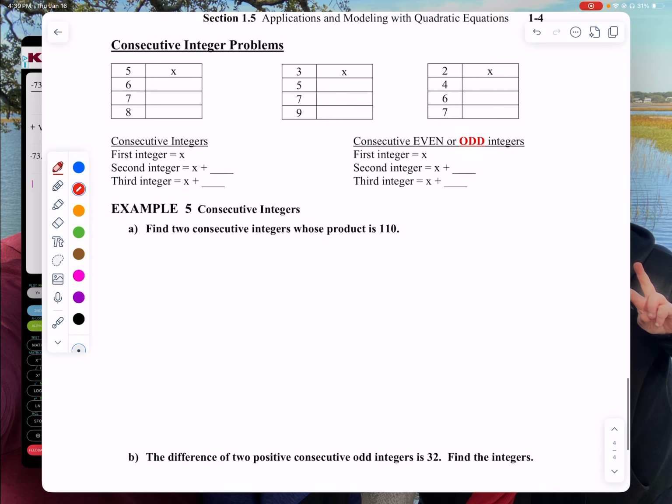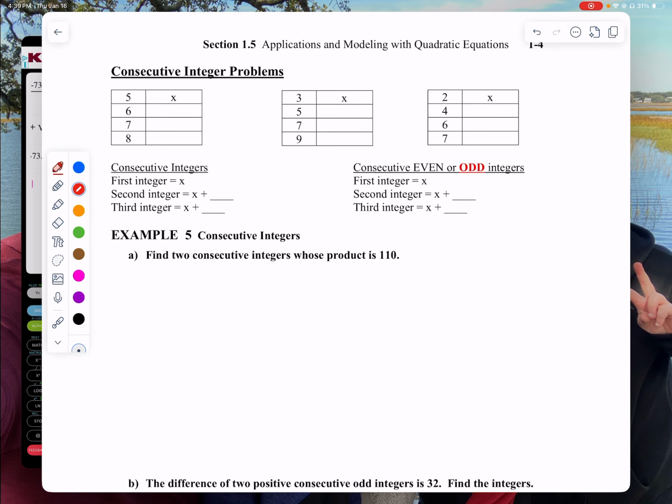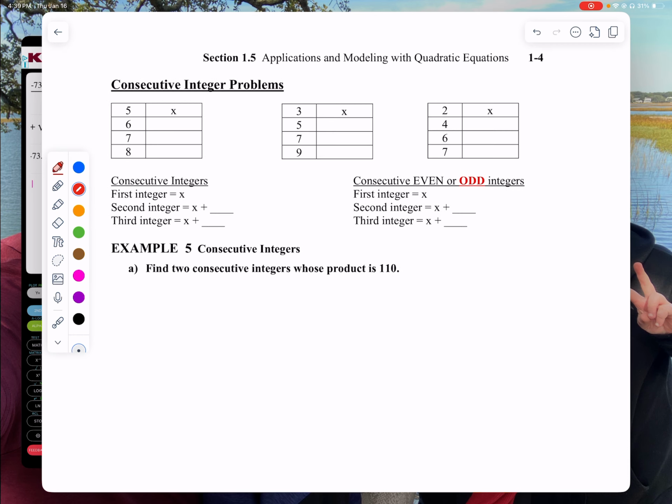We are talking about our consecutive integers. So consecutive integers, first you need to understand how they are put together. Okay, so a consecutive integer is one right after another, like this 5, 6, 7, 8. Those are consecutive integers, one right after another. So let's talk about how you go from 5 to 6. What would you add to go from 5 to 6? You would just add 1, right? So that's going to be x plus 1.